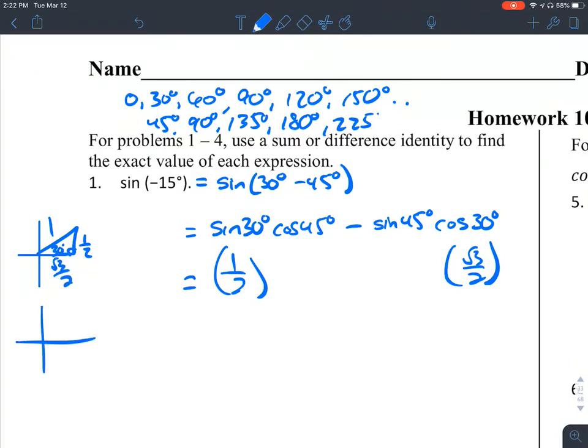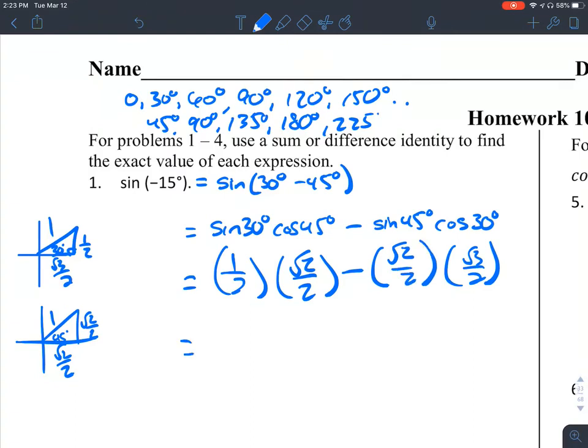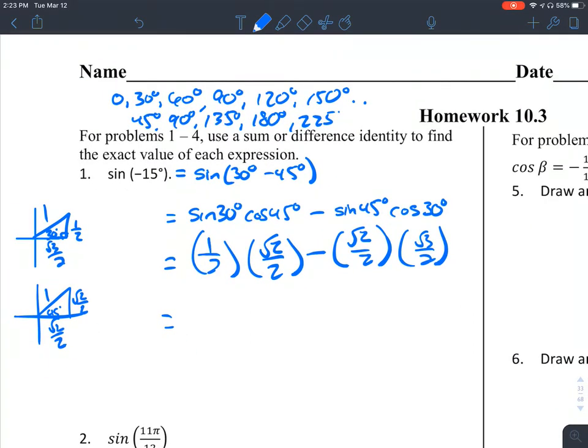In a 45, 45, 90, both of the legs are square root of 2 over 2 if the hypotenuse is 1. So cosine of 45, square root of 2 over 2. Sine of 45, square root of 2 over 2. Simplify this. This is going to be square root of 2 over 4 minus square root of 6 over 4. Making that one fraction, we get square root of 2 minus square root of 6 divided by 4. Make sure your handwriting is not nearly as terrible as mine.